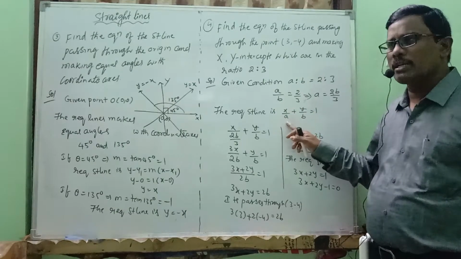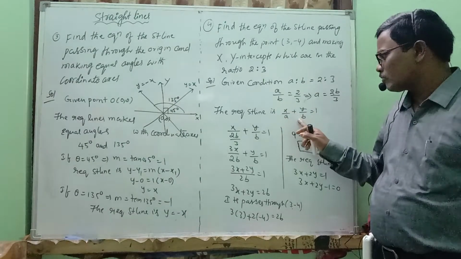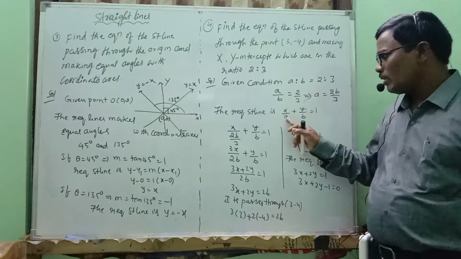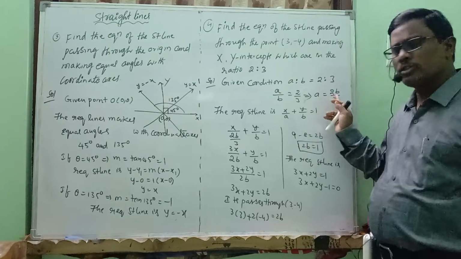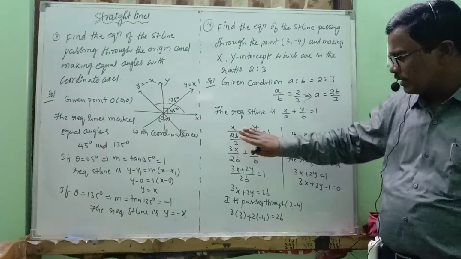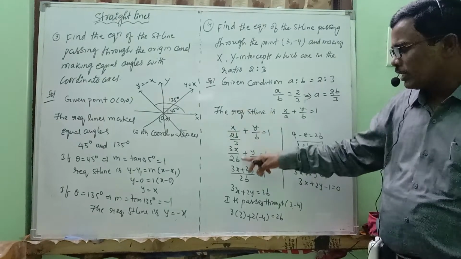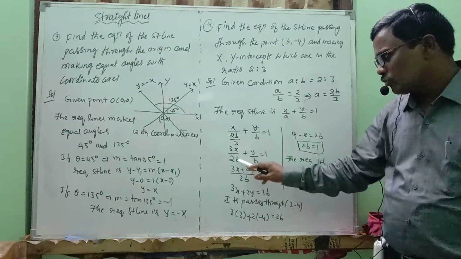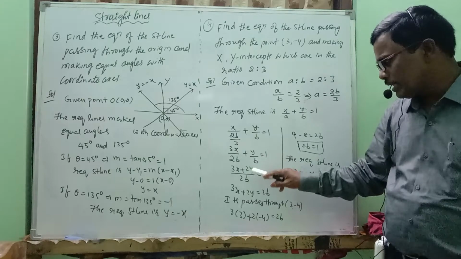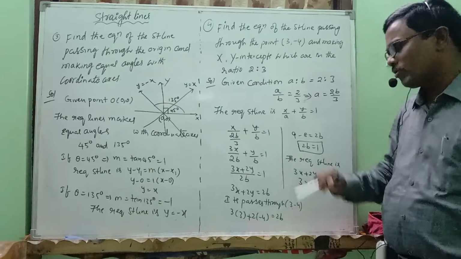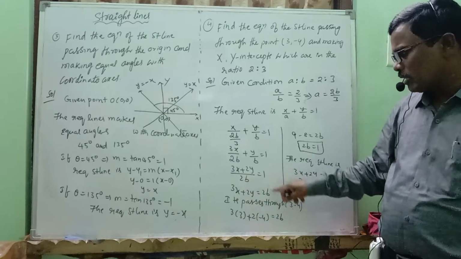The required straight line is x by a plus y by b equal to 1. In the place of a, replace 2b by 3. Taking the reciprocal, 3x by 2b. For 2b and b, take LCM 2b. 2b is one time, b is available, so 2 is missing, you multiply 2: 3x plus 2y equal to 2b, by cross multiplying.